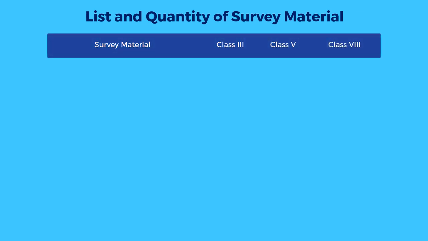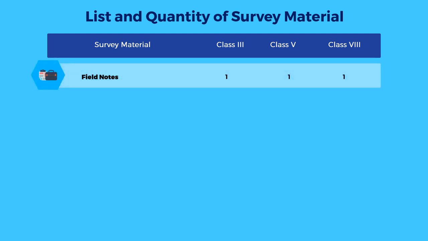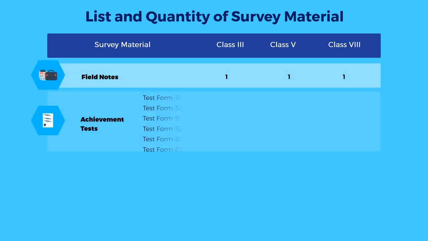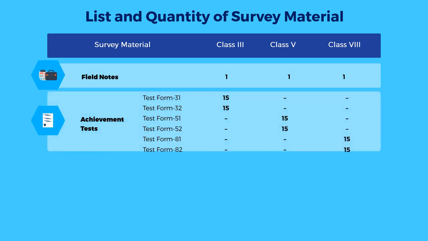Here is the list and quantity of survey material to be given to the schools. In a school where all the 3 classes, that is 3rd, 5th and 8th, are included in the sample, material in the given quantities needs to be sent. 1 field notes each for grade 3, 5, 8. 6 test booklets, out of which there are 2 different test forms of each grade, that is 31, 32, 51, 52, 81, 82. For each grade, 15 copies of each test form are required for that respective grade.